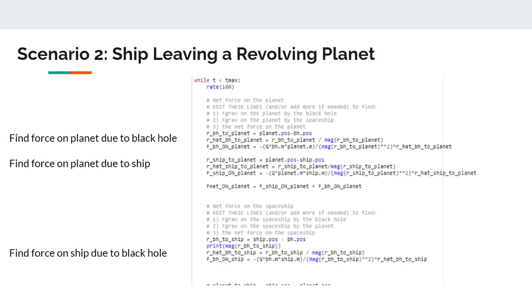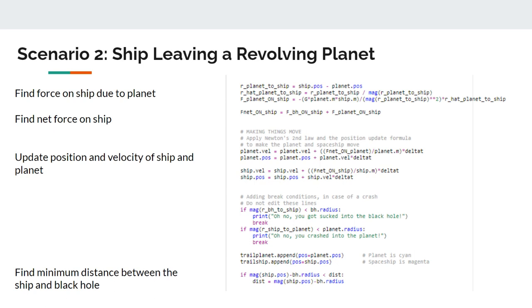So then for our scenario 2, now we're going to be looking at the ship leaving an orbiting planet. And we're first going to find all the forces in this case. So we're first finding the force on the planet due to the black hole, the force on the planet due to the ship, the force on the ship due to the black hole, and the force on the ship due to the planet. Then we can use that to find the net force on the ship, and then update the position and the velocity of both the ship and planet, so that now we can plot all of this in our model. And then I also have down here an if statement that's going to allow us to find that minimum distance between the ship and the black hole over that time period.